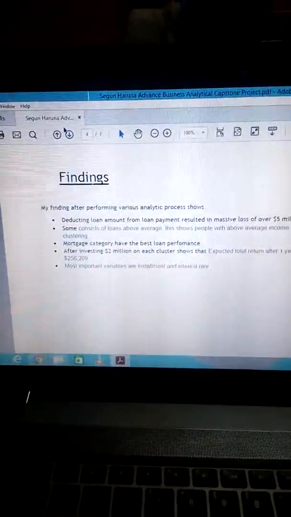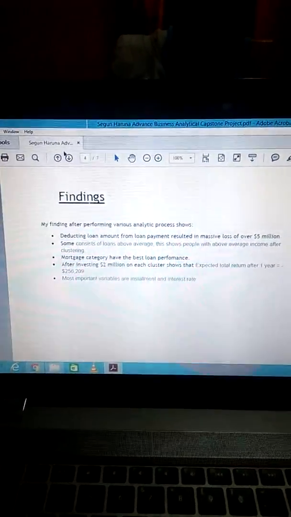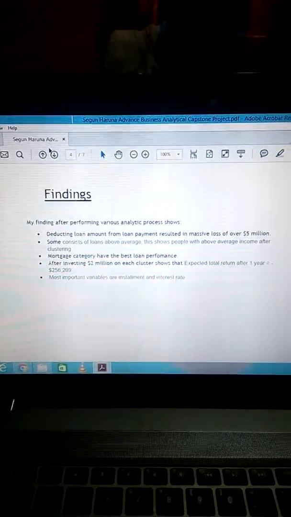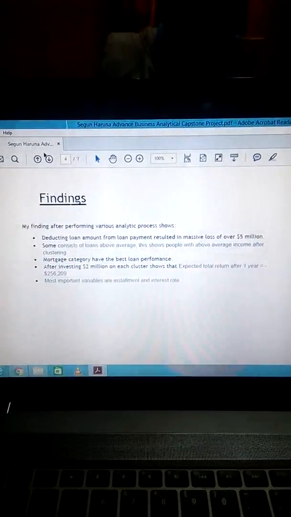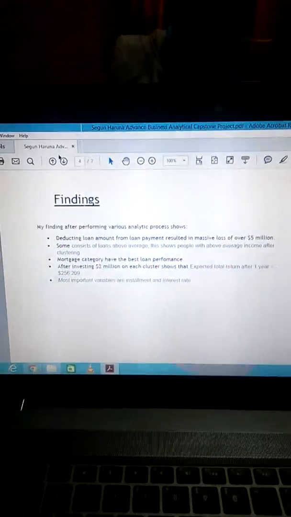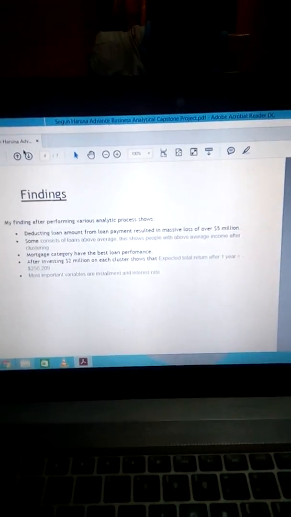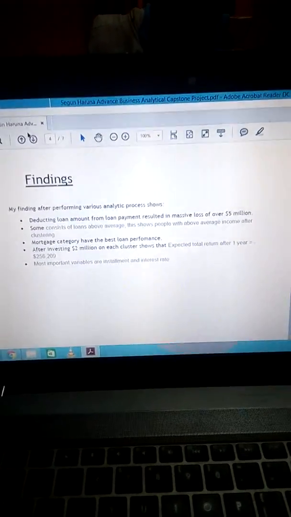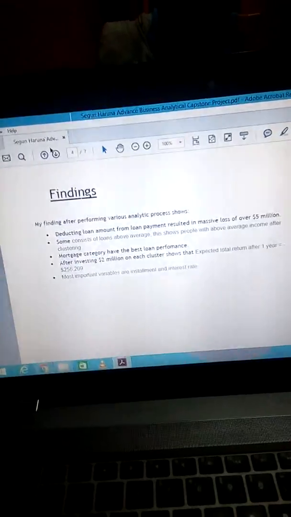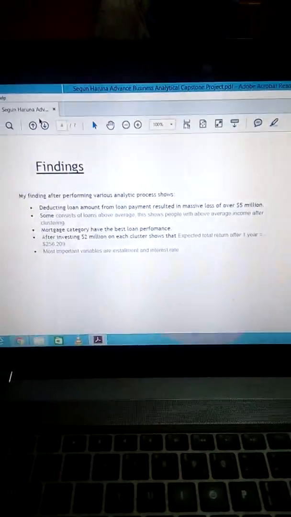My findings are a very important aspect of this. They show that after subtracting the total payment from the loan given out, there's a massive loss, a difference of about $5 million. Some consist of average loans, and some actually collected loans above average, which shows people with above-average income. Further findings show that the mortgage category has the best loan performance.